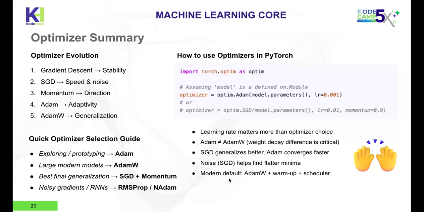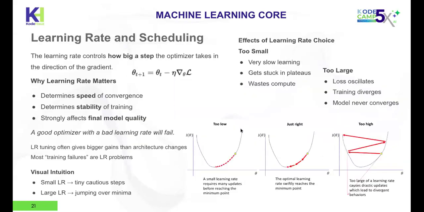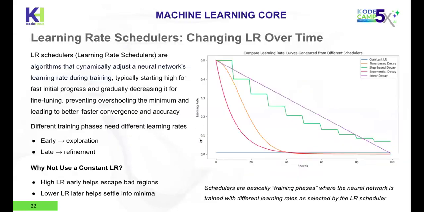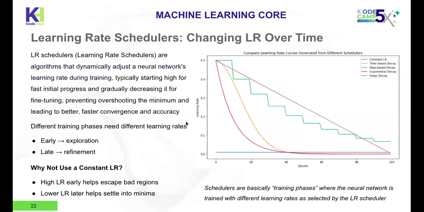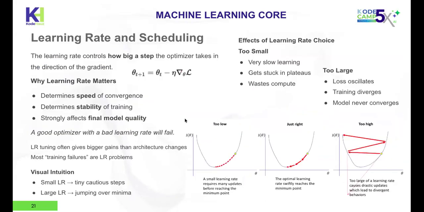But not the same. So that's it. Now, the modern way is with Adam, you have what we call warm up and learning rate scheduling. Let me just quickly run through this learning rate scheduling. Learning rate scheduling is basically a way of using multiple different learning rates in a sequence, in a schedule.